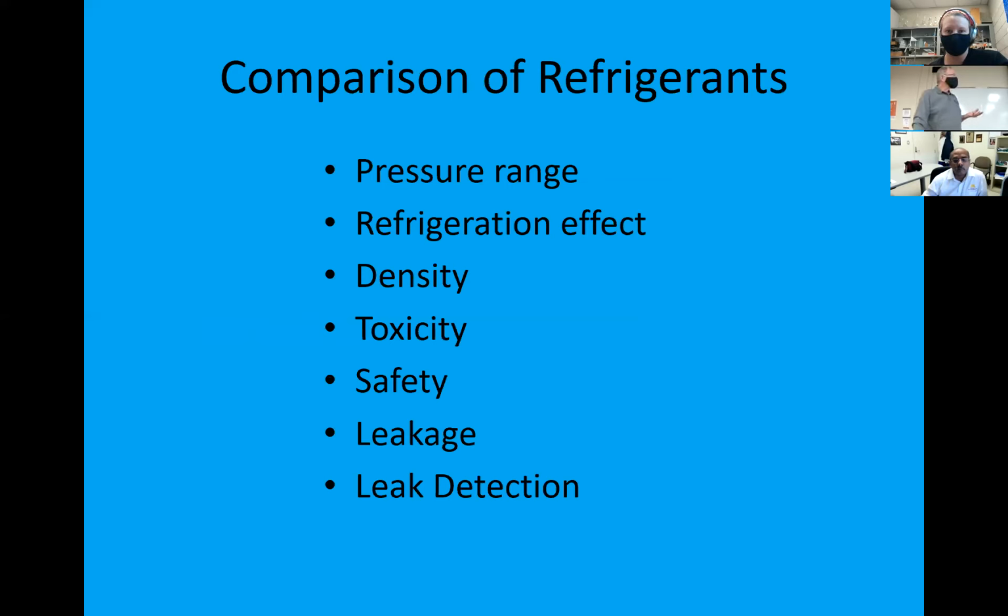So when all is said and done, and you need to compare refrigerants, here's kind of a laundry list of things to think about. What kind of pressure range? A smaller range without high pressures, probably better. Again, keeps seals and stuff good. Obviously, you want as much bang for your buck, or refrigeration per pound, so refrigeration effect is a major player. Density, you'd like a little less dense material.